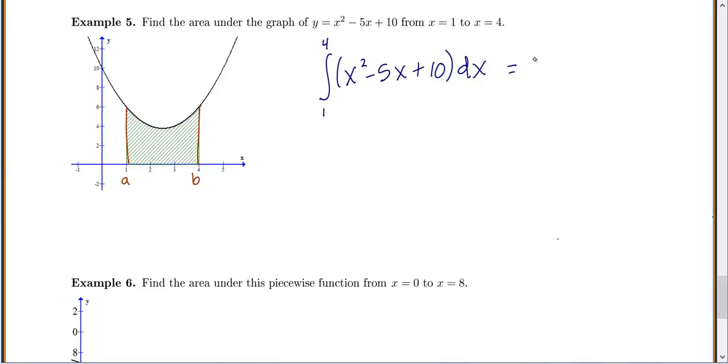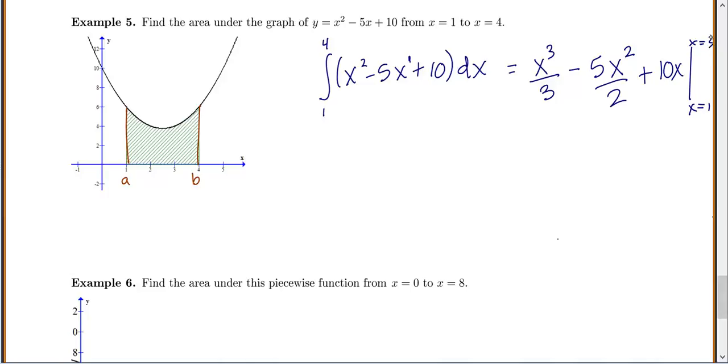So the integral of x squared, that would be x cubed divided by your new power, minus this 5x. That's like x to the power of 1. So this would be minus 5. Take the x, raise it by 1, and divide by your new power, plus 10. And if you remember, the integral of 10 would be 10x. And we need to evaluate this from x equals 1, sorry, you can't see that, to x equals 4.